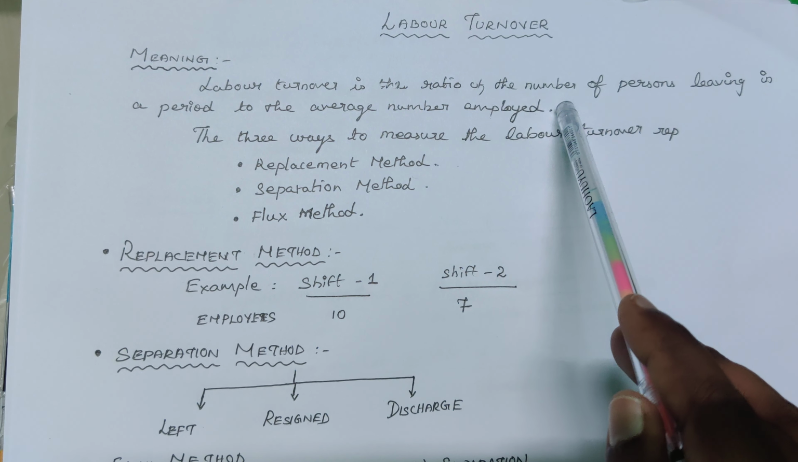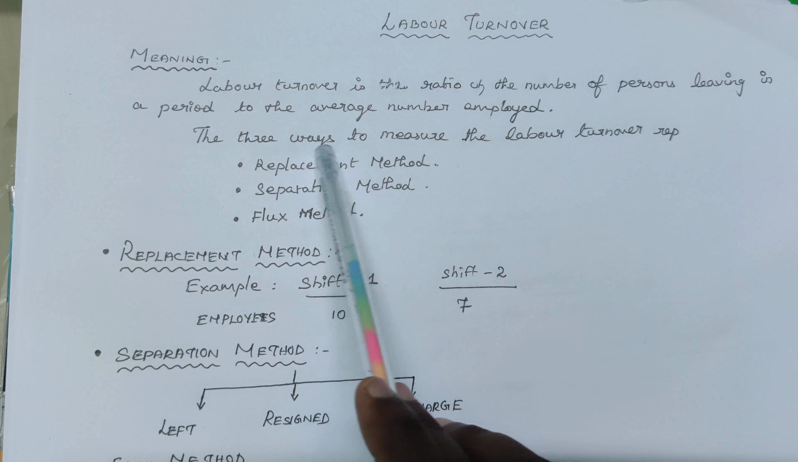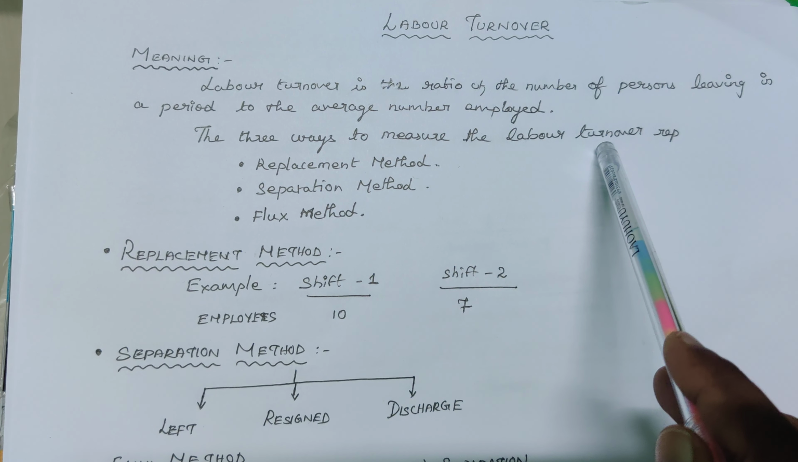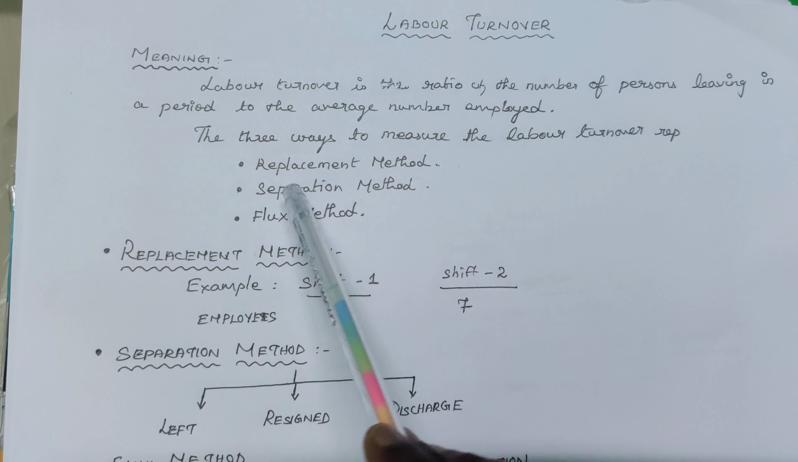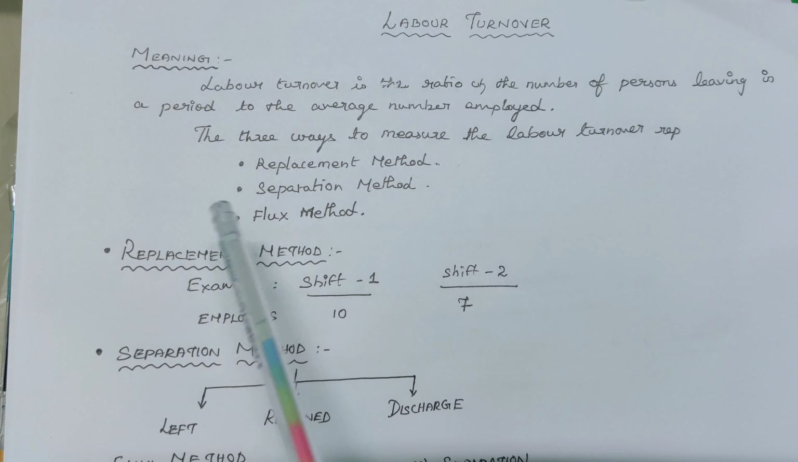How to calculate the labor turnover in an organization? There are three ways to measure the labor turnover in an organization. They are the replacement method, separation method, and flux method. Now we see about the replacement method.